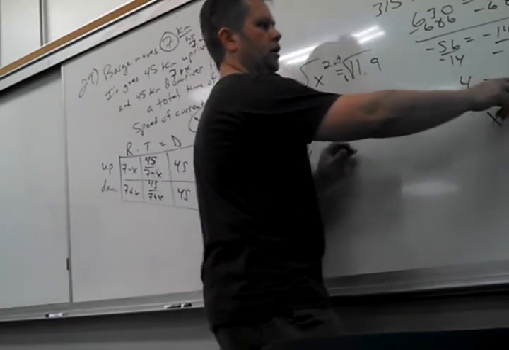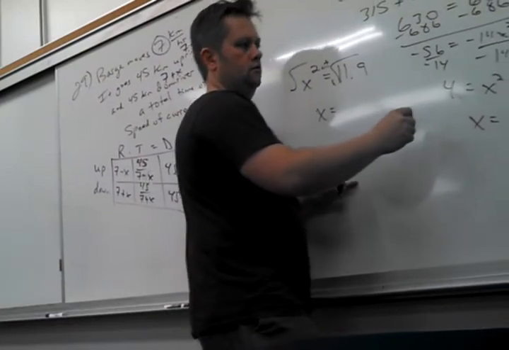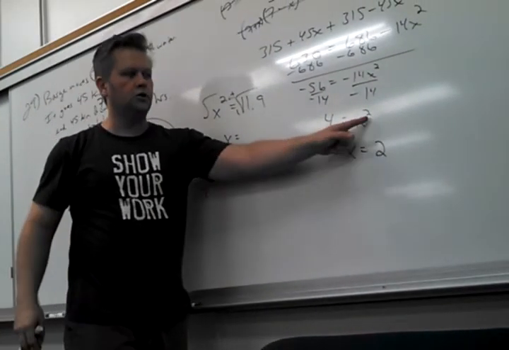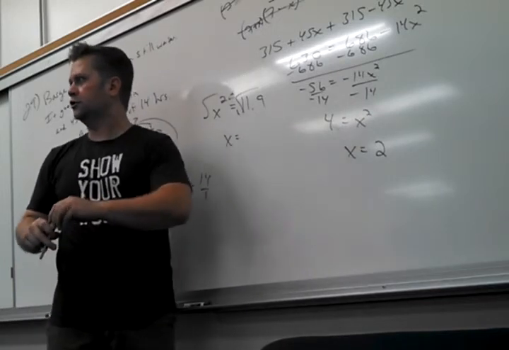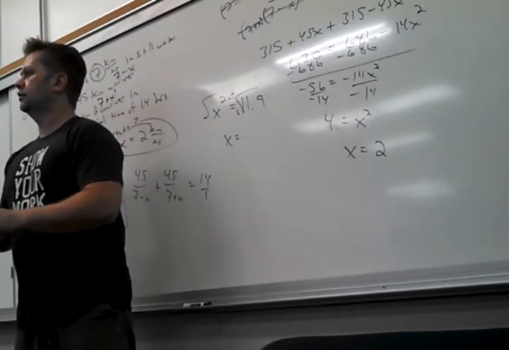So 4 equals x squared. How would you get x? How do you undo a square? You got 4 equals x squared. I like it. So how do you undo a square? What's the opposite of square?